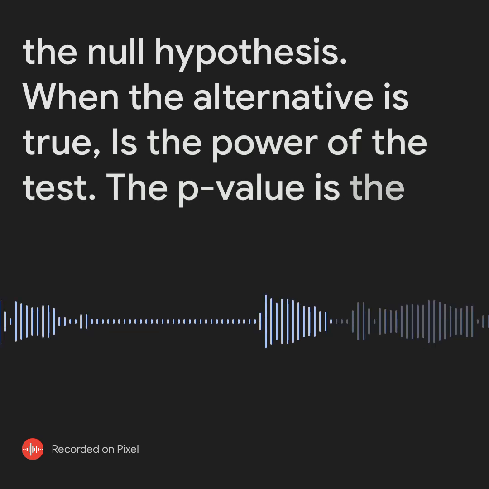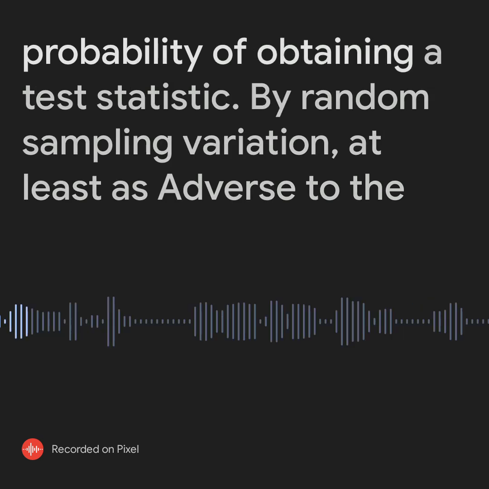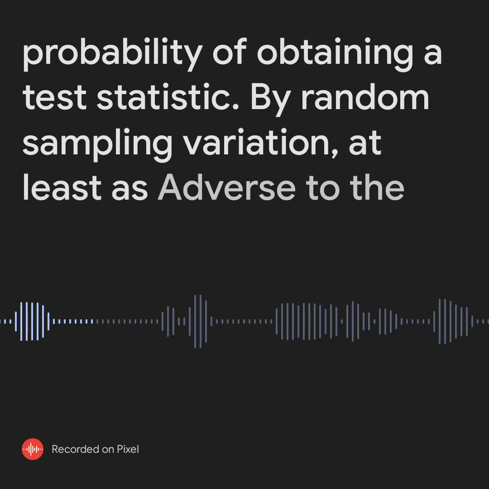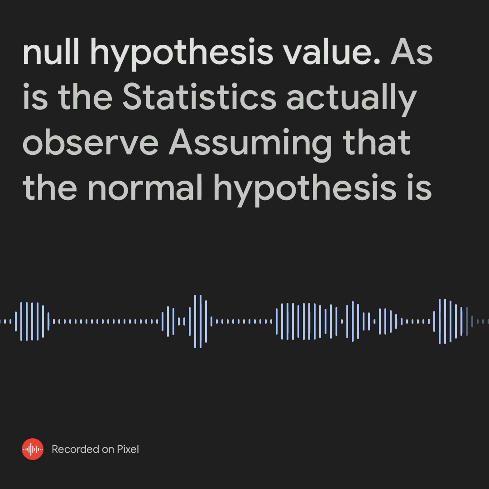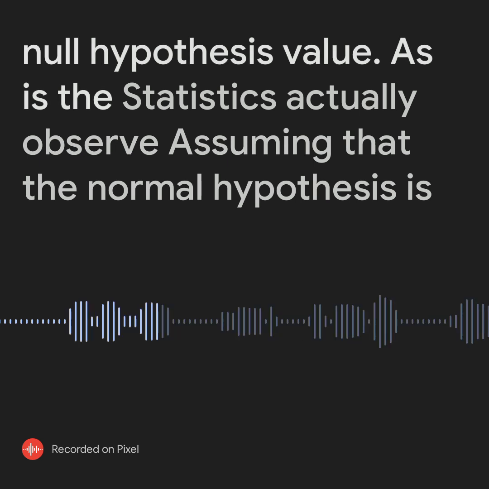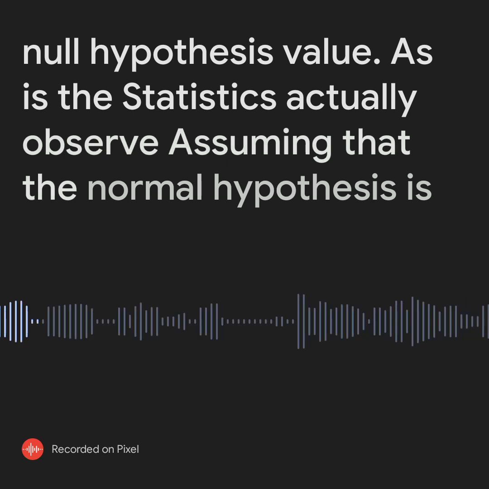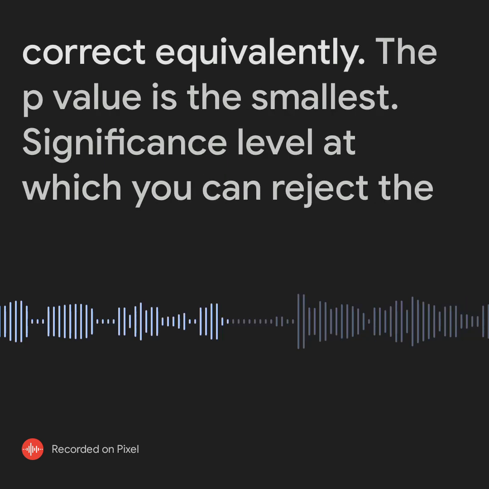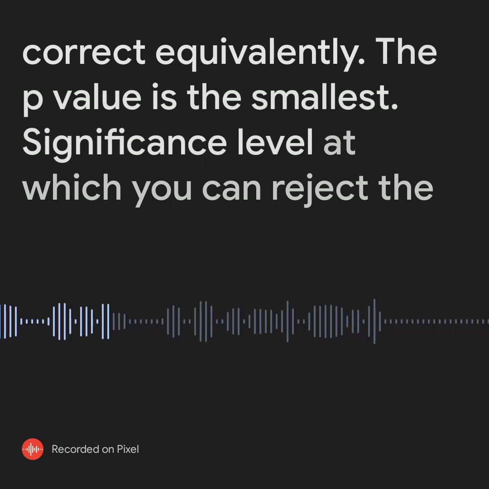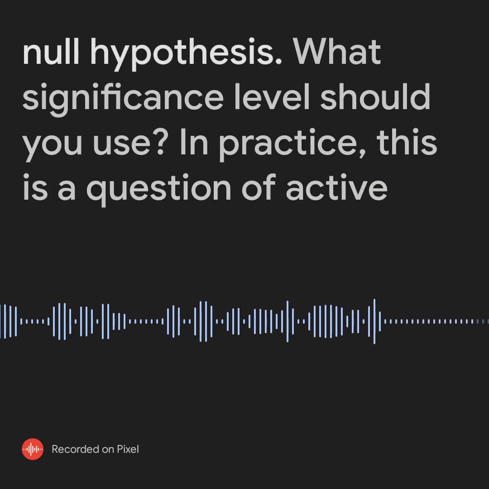The p-value is the probability of obtaining a test statistic, by random sampling variation, at least as adverse to the null hypothesis value as the statistic actually observed, assuming that the null hypothesis is correct. Equivalently, the p-value is the smallest significance level at which you can reject the null hypothesis.